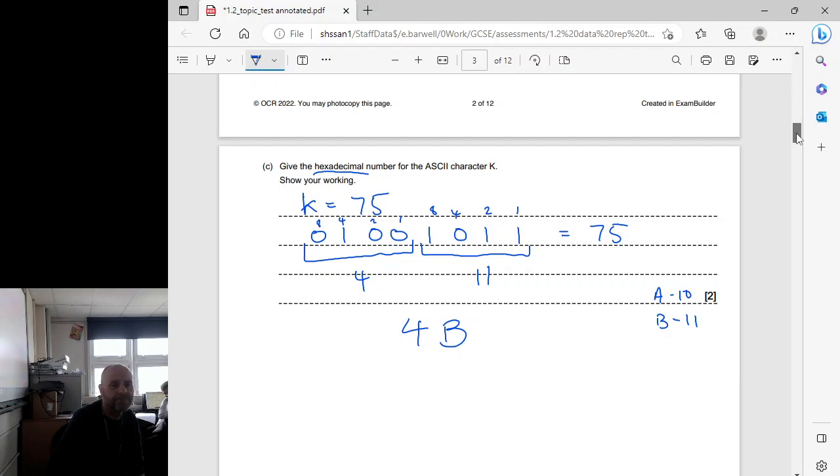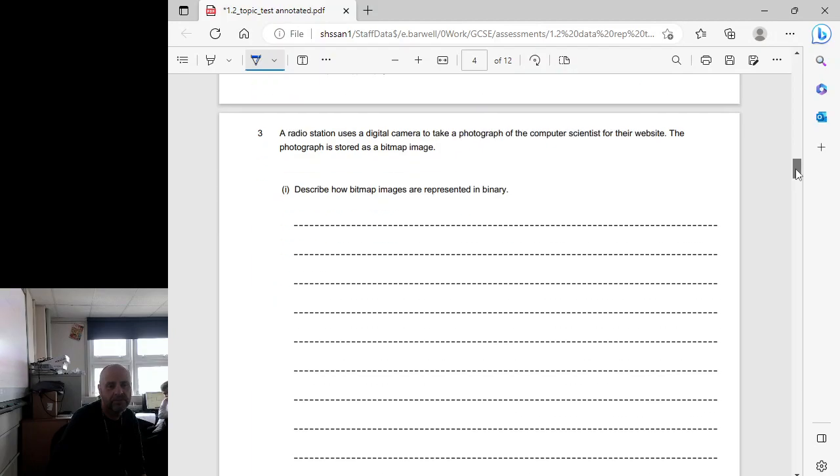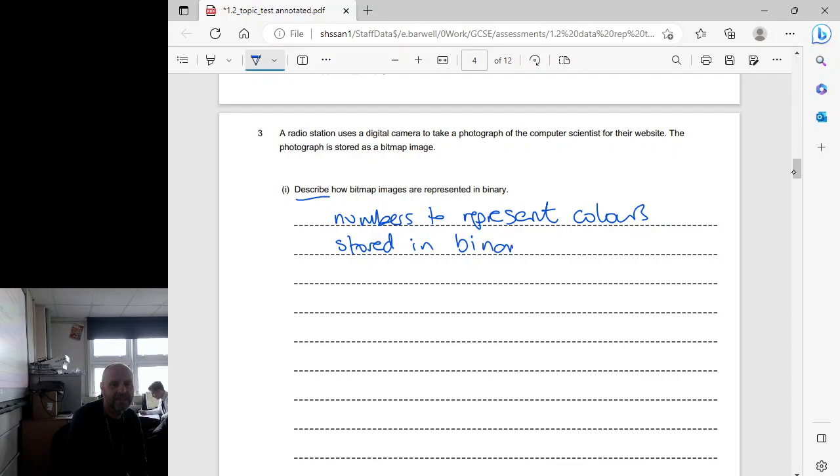Right, okay, moving on. This is where we started hemorrhaging marks now. Right, keyword. Describe. Describe. Right, bitmap images. We use numbers to represent colours. I'm not going to write a full answer. I'm just going to put the things you should have talked about. Numbers to represent colours stored in binary. So each pixel is assigned a colour number.